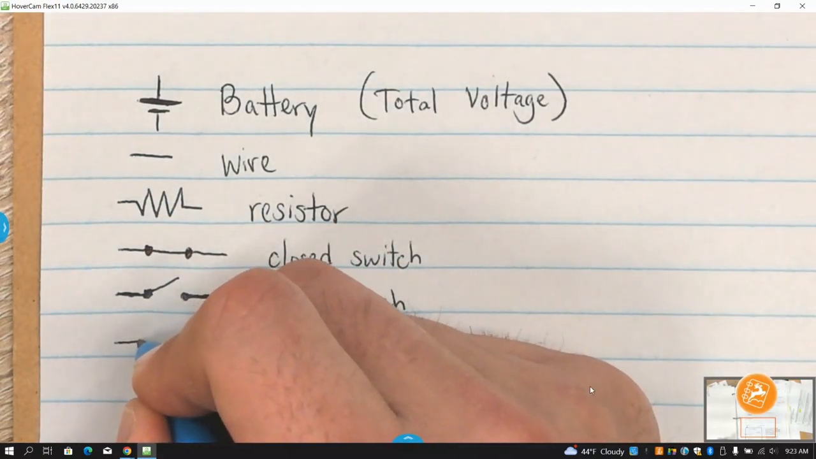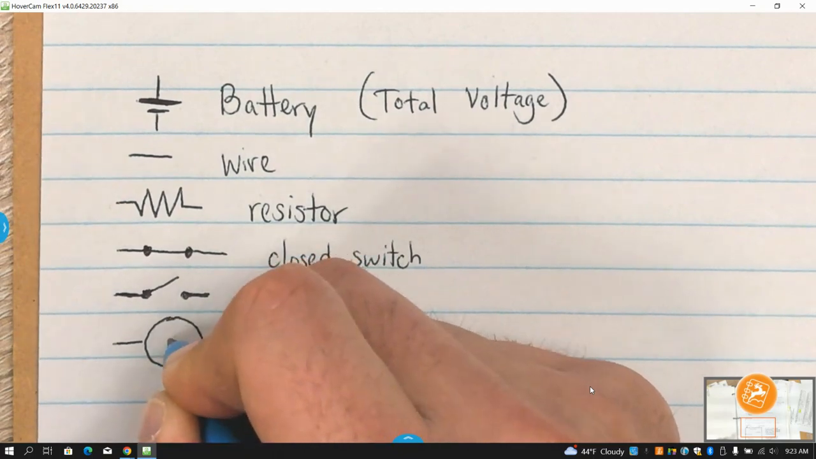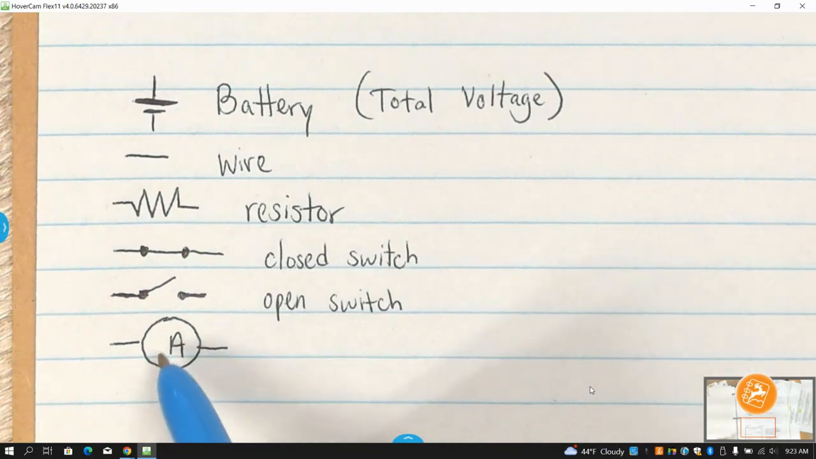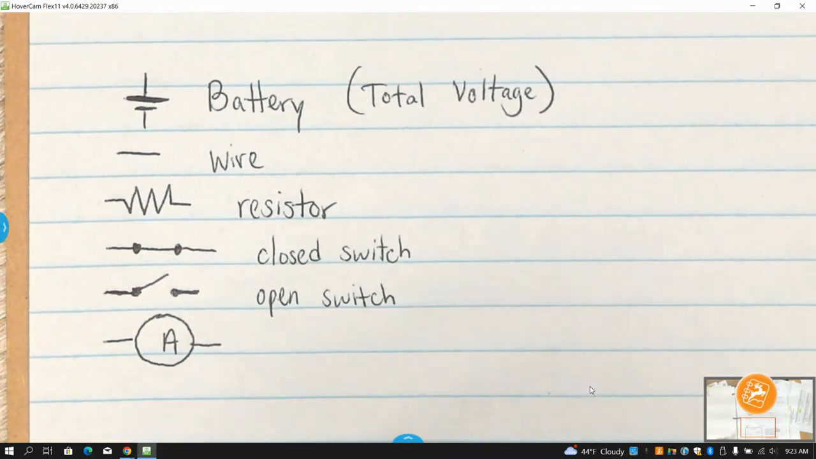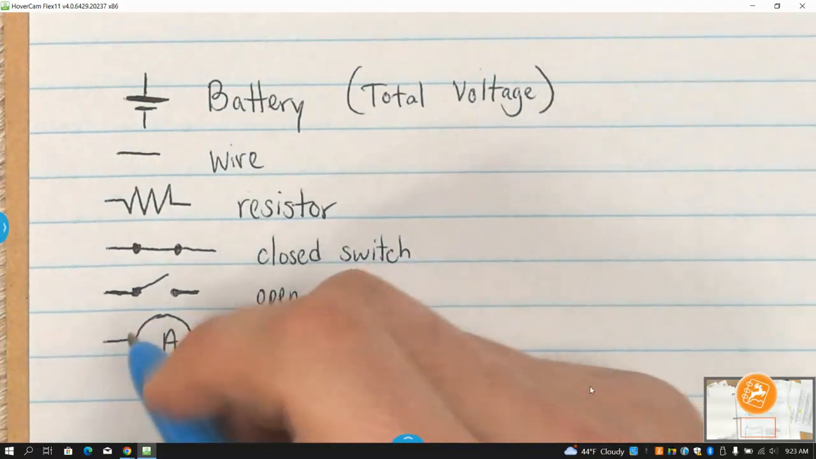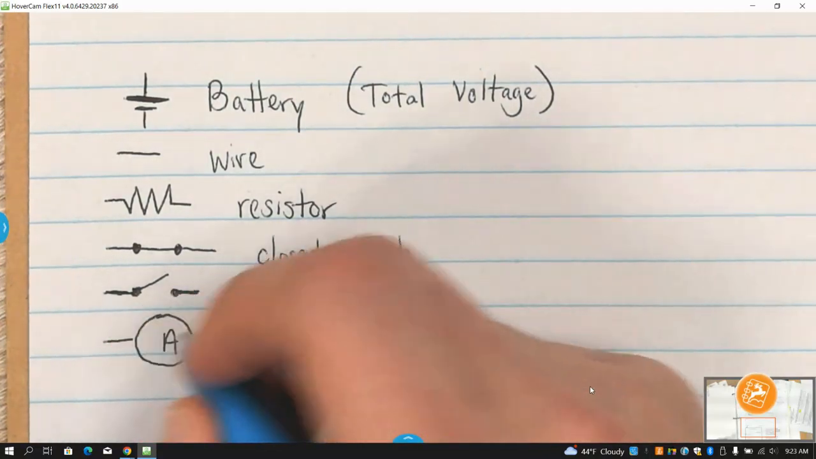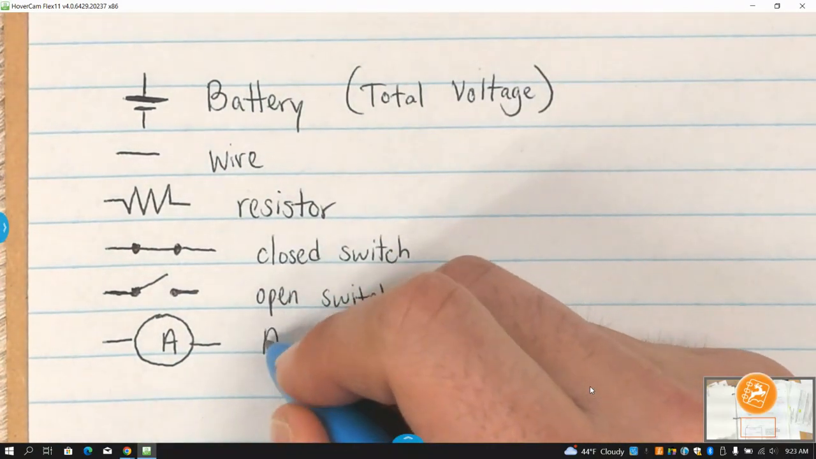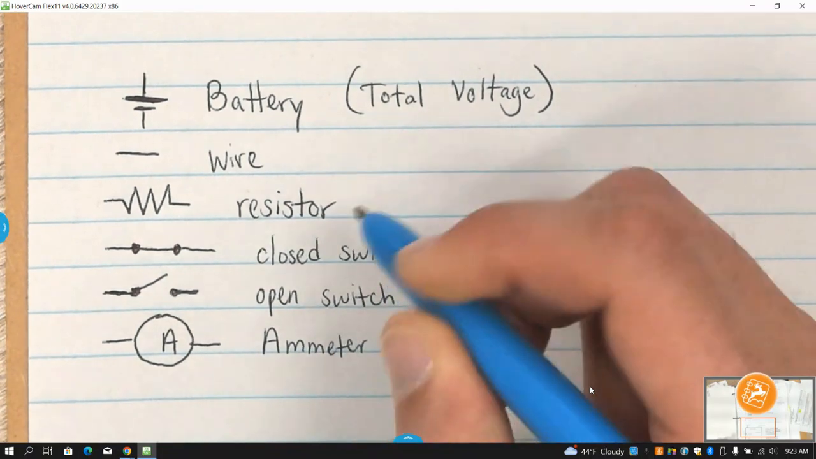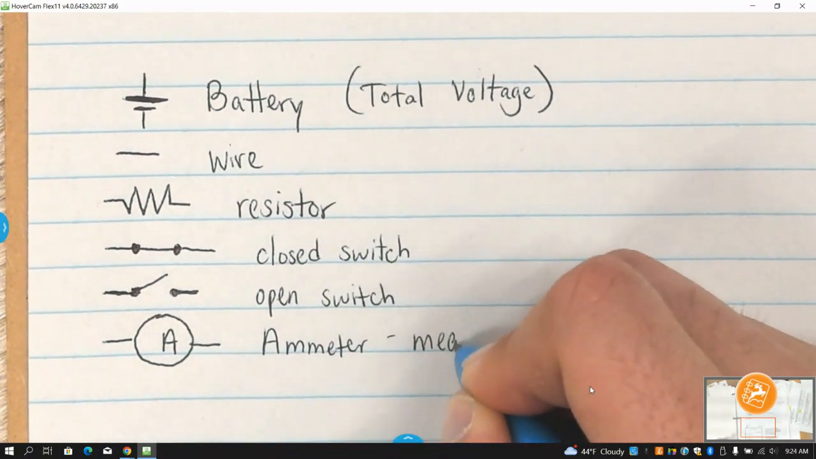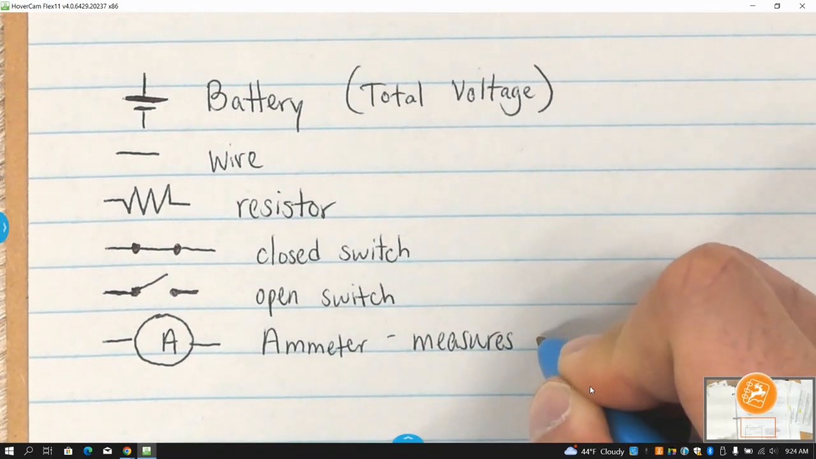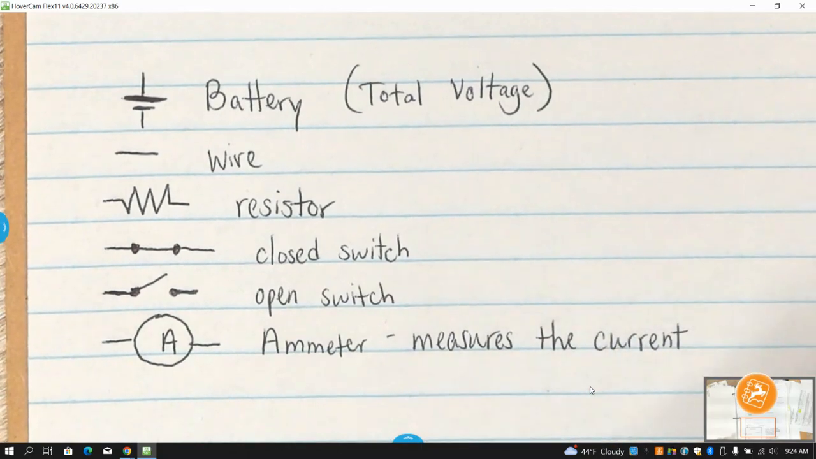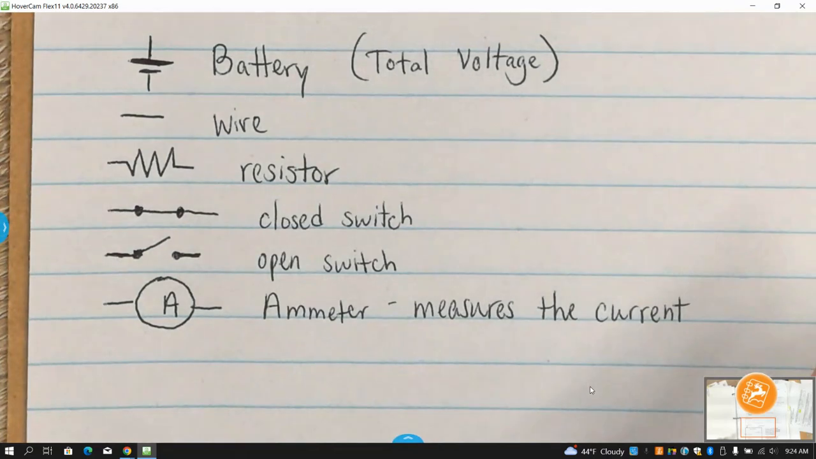If you see this symbol with an A, usually there's going to be a number next to it, like it could be 2, it could be 0.5, 1, 1.75, whatever. If there's a number here with an A next to it, across any single point of the wire or anywhere in our circuit, this is an ammeter, and this thing measures the current at any single point on our circuit.